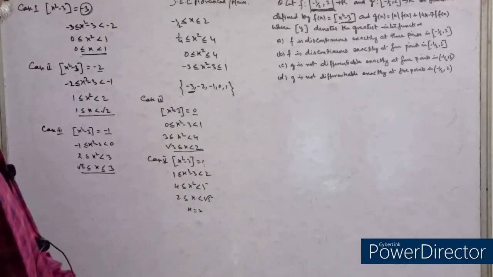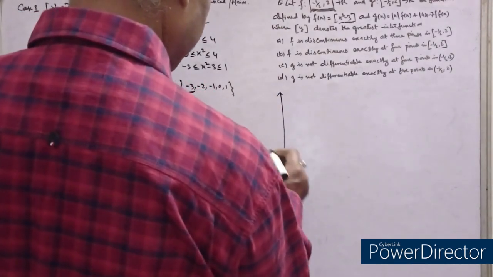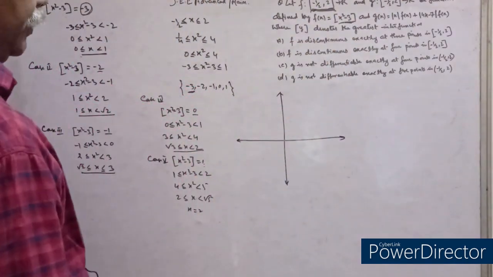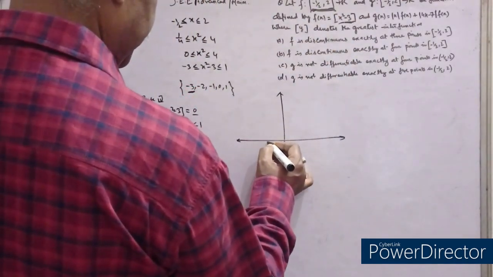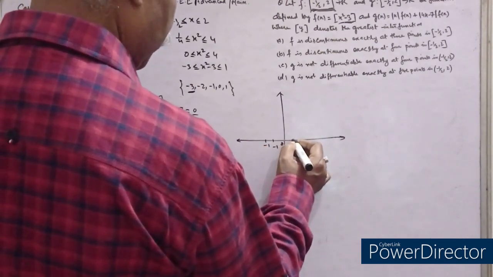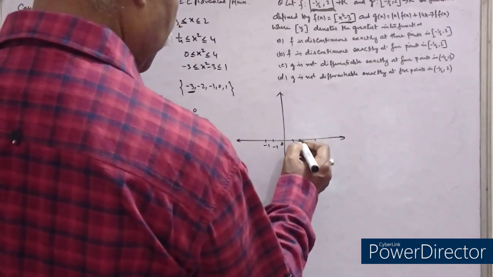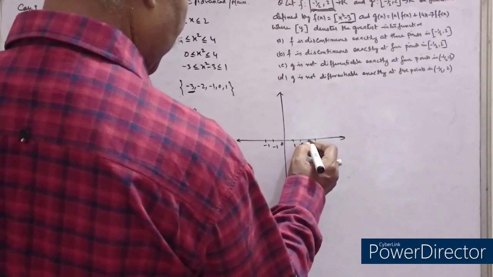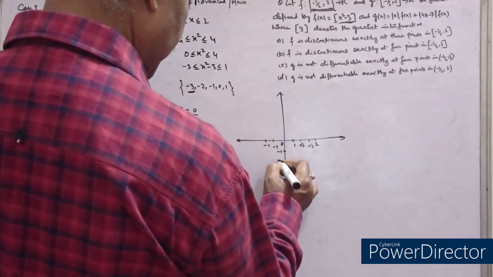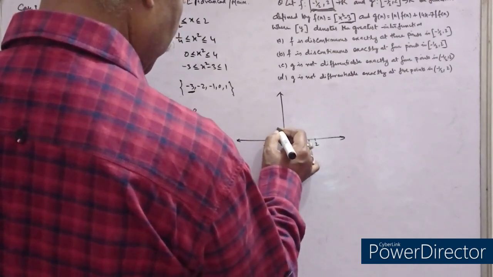So let me draw the graph now. Because your domain limit is from here, that is -half, this is -1, -half, and then 1 I am taking somewhere here, and 2 somewhere here, and root 2 will be somewhere here, and root 3 will be somewhere here, and so -1, -2, and -3. And this is 1.